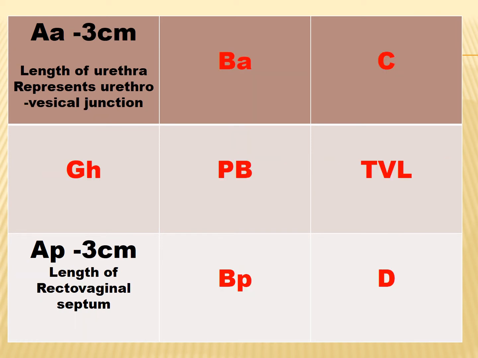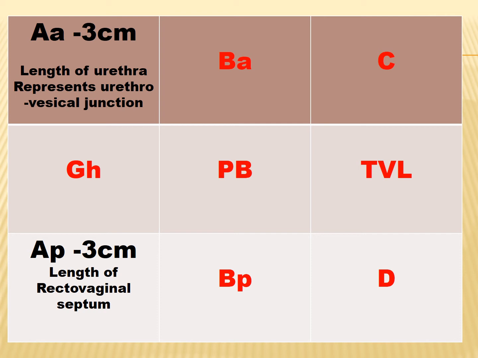Right. So in this slide I am going to explain why point AA, that is point A on the anterior vaginal wall, and point B on the posterior vaginal wall are fixed to 3 centimeters. Point AA is fixed to 3 centimeters because it represents the length of the urethra. Because the length of the urethra is fixed, this point is fixed. It also represents the urethrovesical junction. So it is fixed. Then point AP is also 3 centimeters.